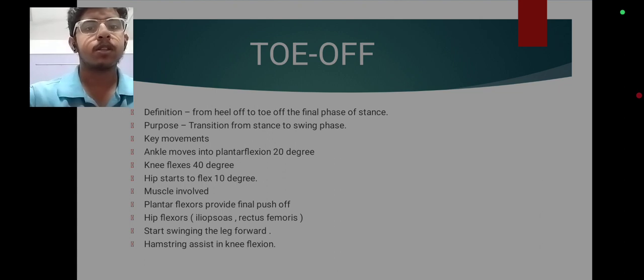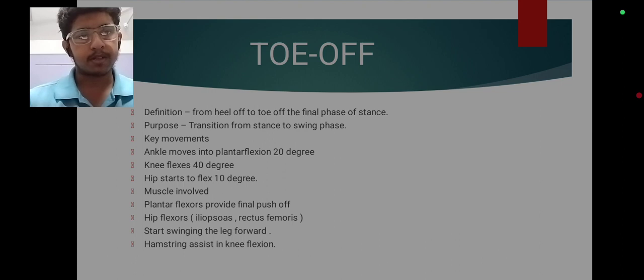The muscles involved are the plantar flexors, which provide the final push off. The hip flexors, such as iliopsoas and rectus femoris, start swinging the leg forward. The hamstring assists in the knee flexion.